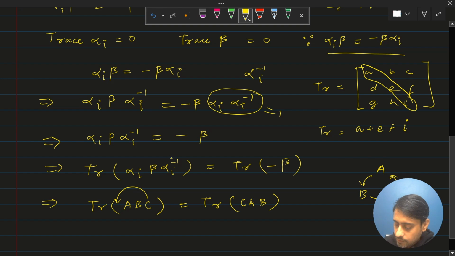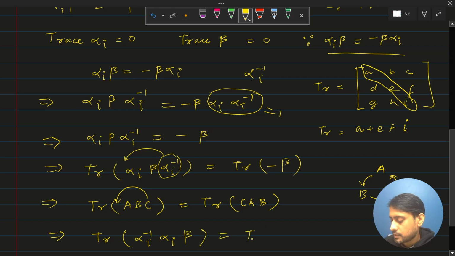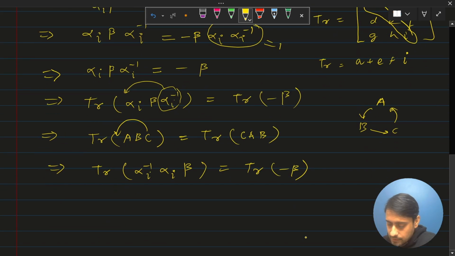So in a similar manner we can take this term on the left of this. So we can write trace of alpha I inverse alpha I beta is equal to trace of minus beta. These little manipulations of algebra will give you nice results which can be used in our formulation. So this will be 1.